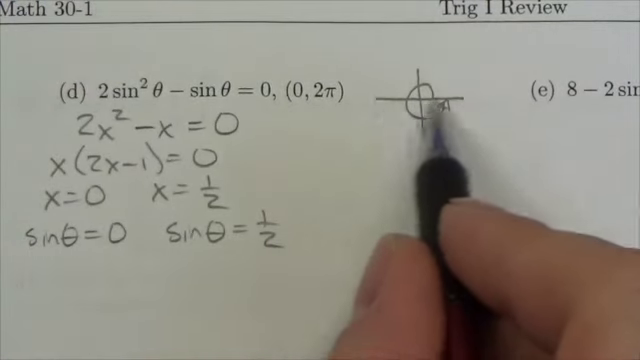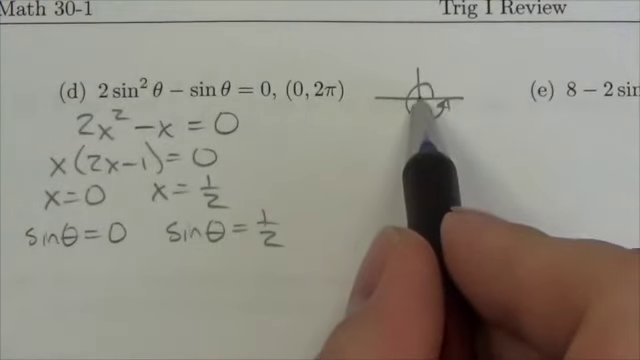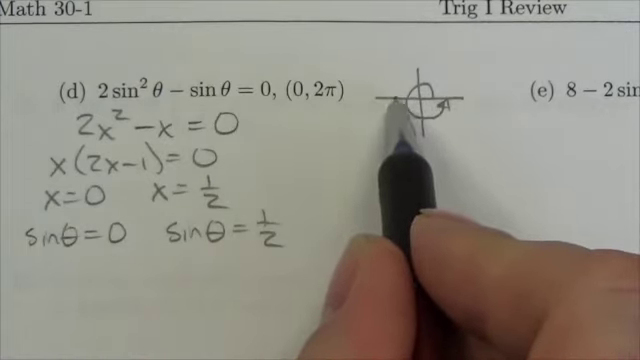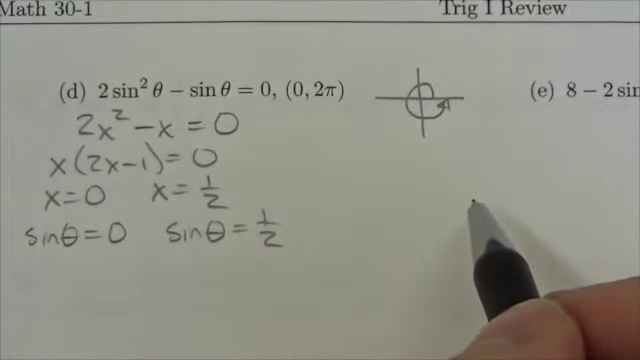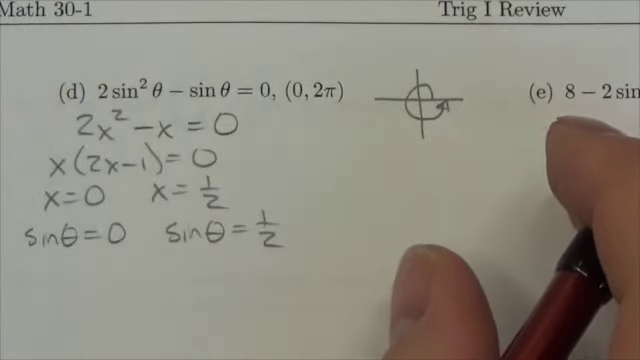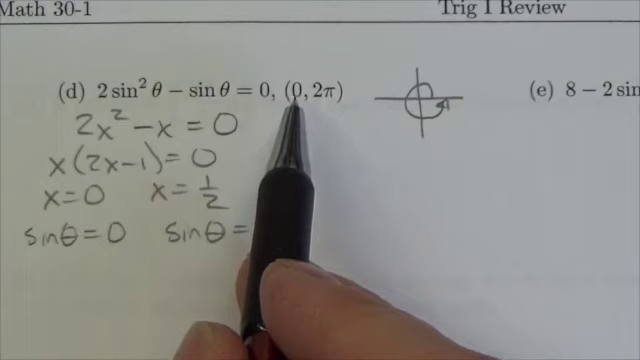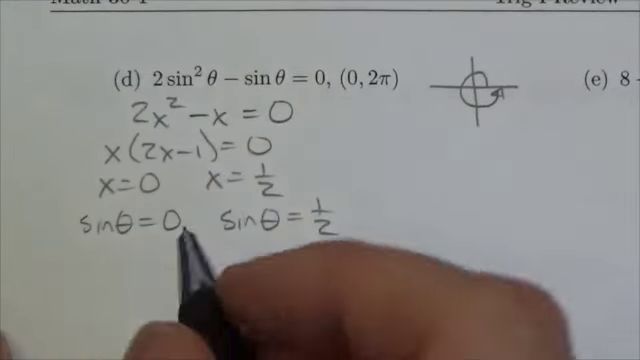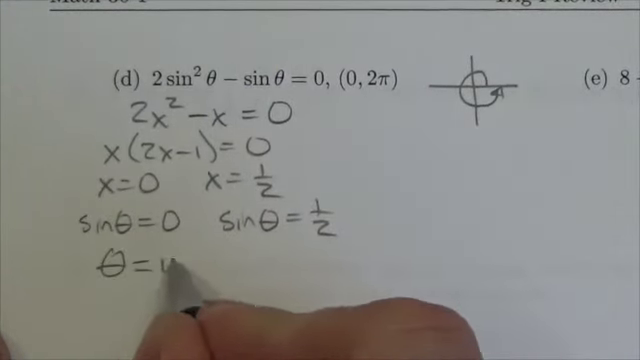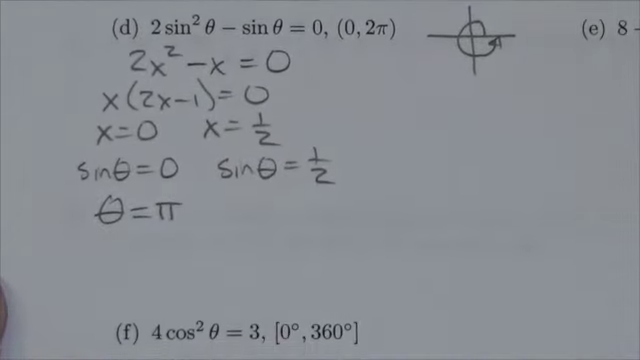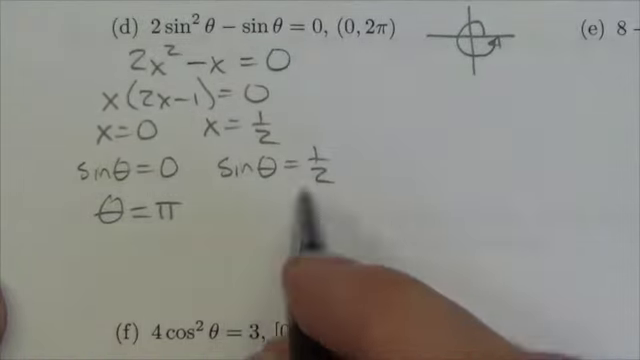Well, the answer is on the x-axis. So that's going to be the angles 0, pi, and 2 pi. However, my domain, okay, written like this, does not include 0 or 2 pi. So the only answer that makes any sense here is pi. Okay?